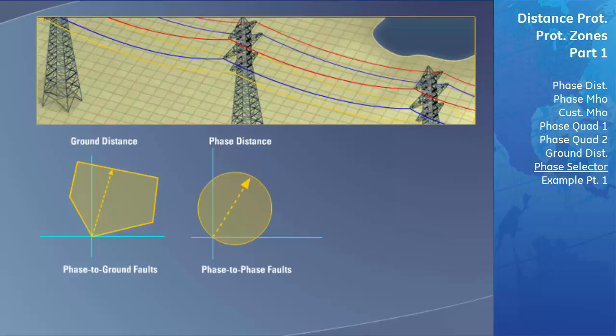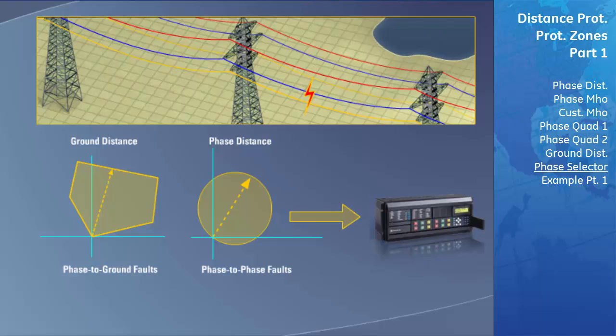This transmission line is being protected by a ground distance element and a phase distance element. A fault is now going to occur between two phases of the transmission line. The phase distance element will identify the fault on the line and internally signal the D60 to trip and clear the fault. The ground distance element will not identify the phase-to-phase fault and cause no operation.